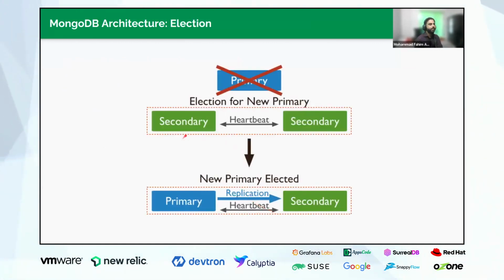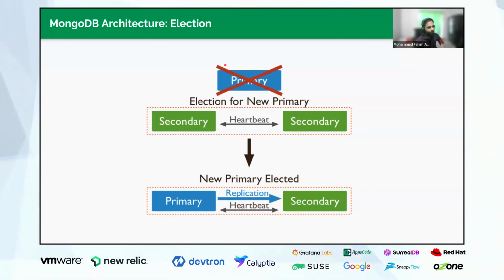So for some reason, the secondary members miss the heartbeat from the primary. If both of them miss the heartbeat from the primary, that means the primary member is not available anymore. So then they decide to hold an election and choose a new primary. The client data now comes to this new primary member, and replication occurs from this to this secondary, and heartbeat also occurs here.